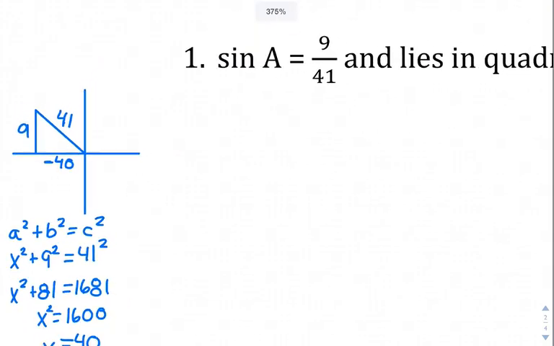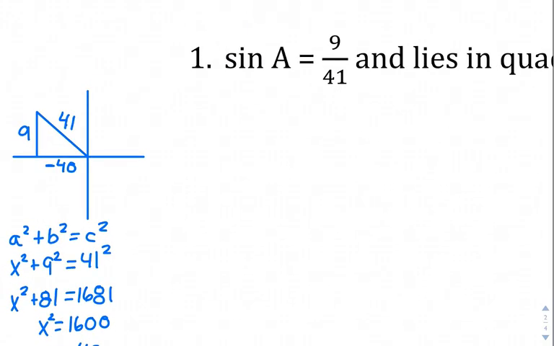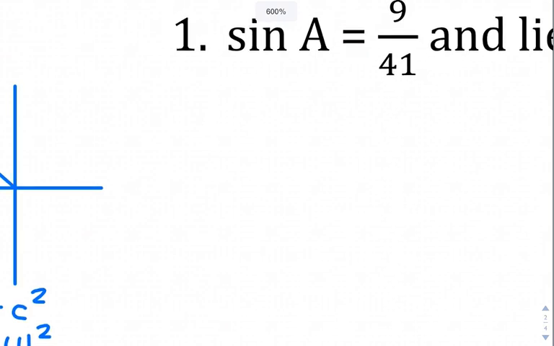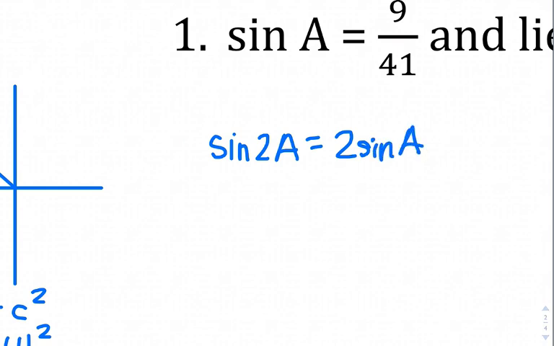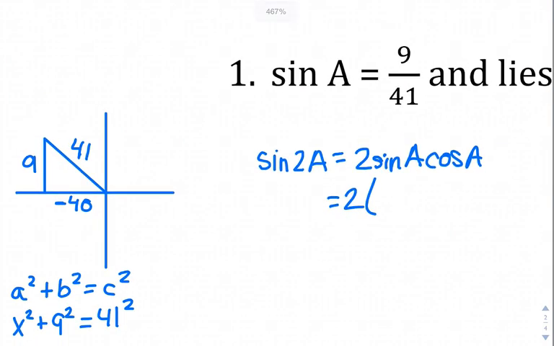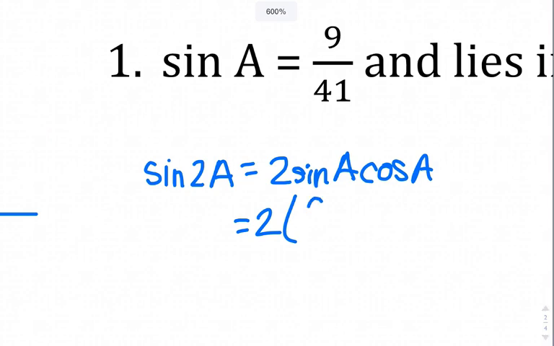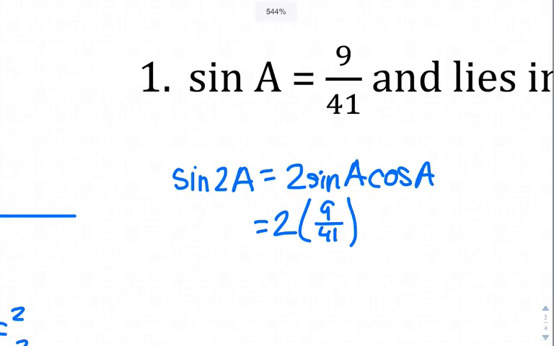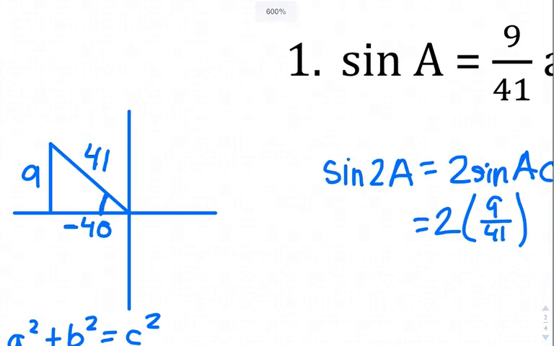So now what we have to do is find sine 2a, cosine 2a, and tan 2a. So I'm going to start off with sine 2a. All these formulas are on your reference sheet. So make sure you're using that reference sheet. The formula for sine 2a is 2 sine a cosine a. So all I'm going to do is look at my triangle. Sine a is opposite over hypotenuse, so that's going to be 9 over 41. Cosine a, so remember here's your a. Cosine a is negative 40 over 41.